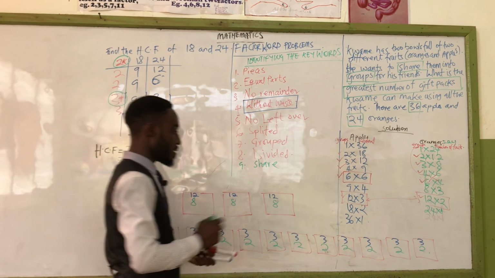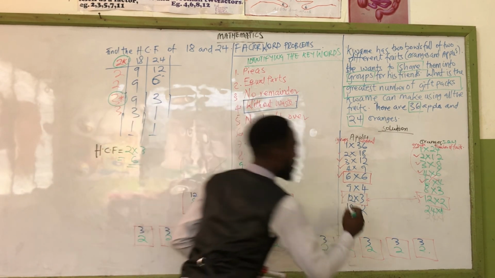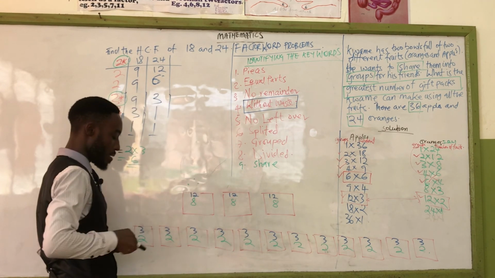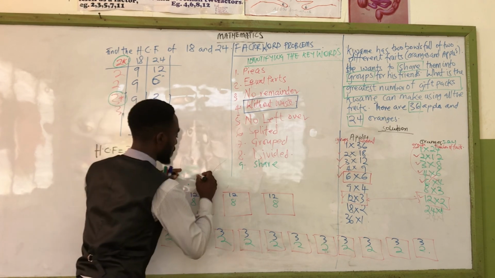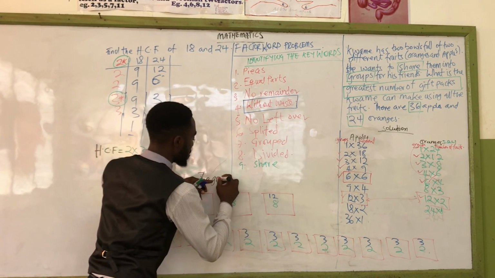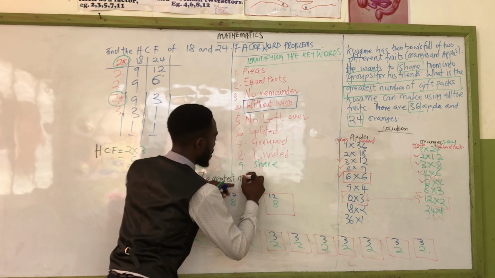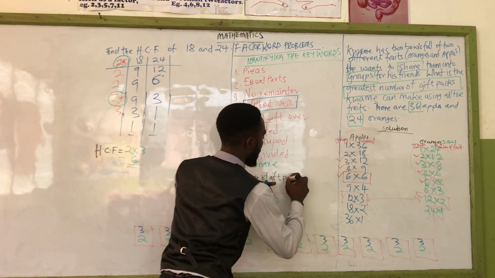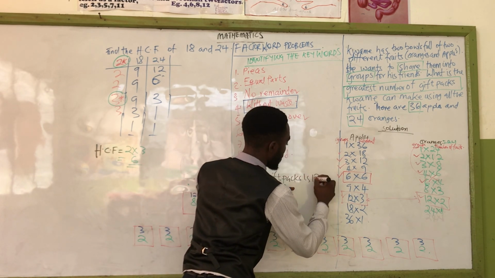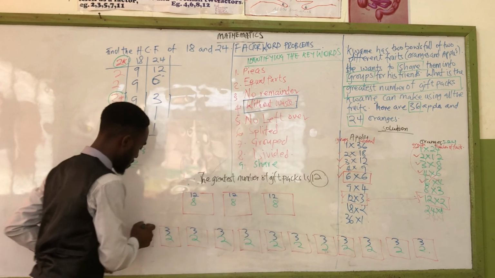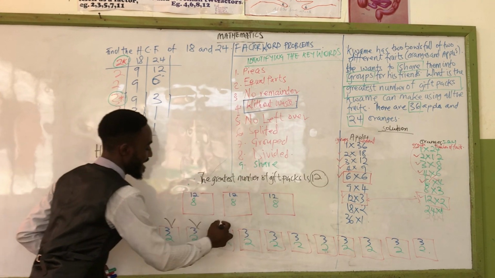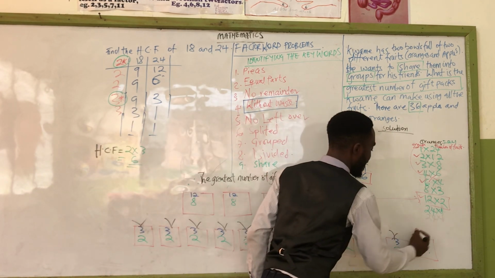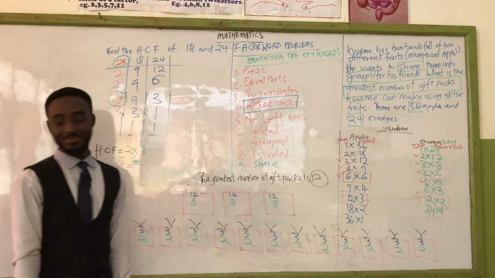Okay, so we can therefore say, let's put it here. Therefore, the greatest number of gift packs is 12. So 12 gift packs. So see, beautiful gift packs. Yeah, beautiful gift packs full of oranges and apples. Yeah, that's how simple it is.